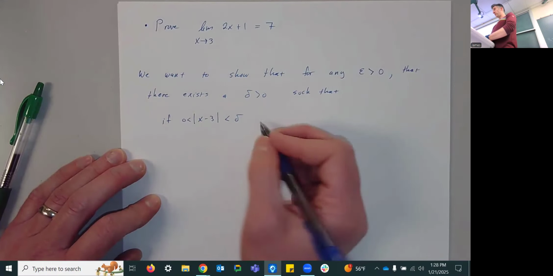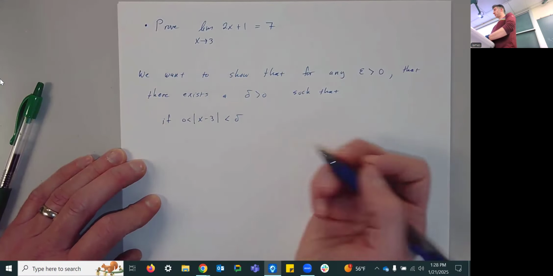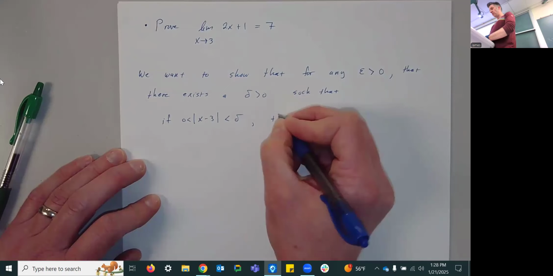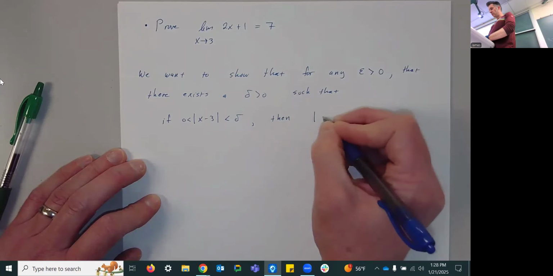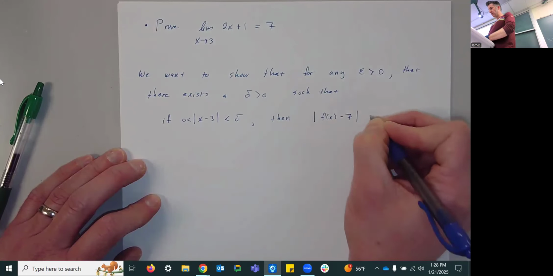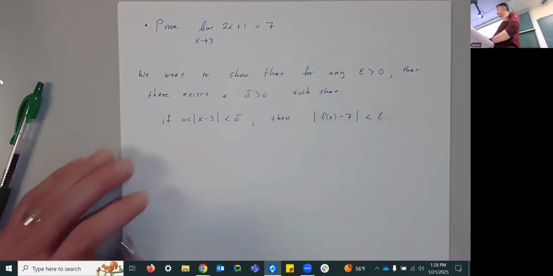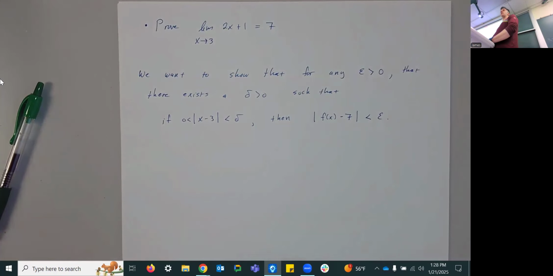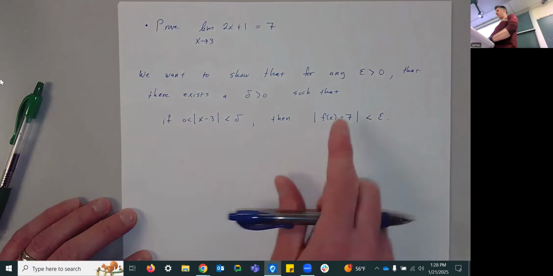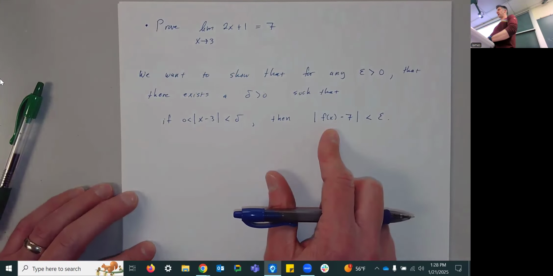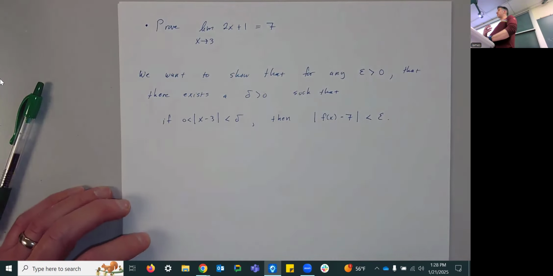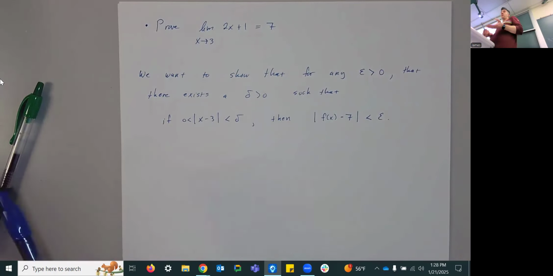people like to use an implies arrow here. Your instructor, I think, likes to use the implies arrow here. It's totally fine. I like to use an if-then, with a comma, and say, then the absolute value of f of x minus 7 is less than epsilon. That's what we are trying to do. We are trying to show that if x is close enough to 3, then f of x is as close to 7 as we want, which proves the limit is what it is. The closer and closer x gets to 3, the closer and closer f of x gets to 7.